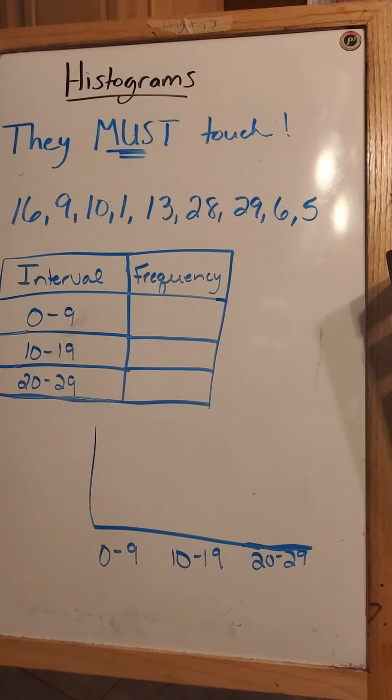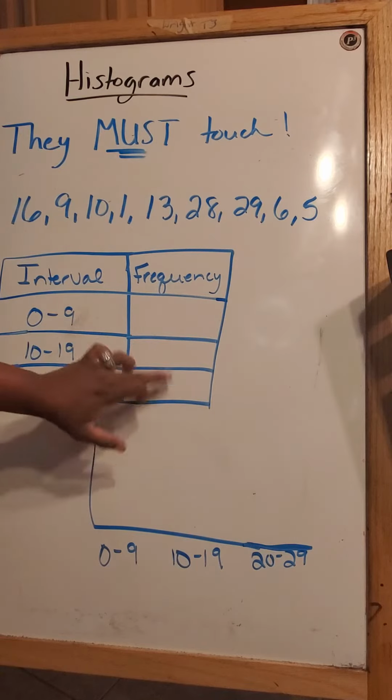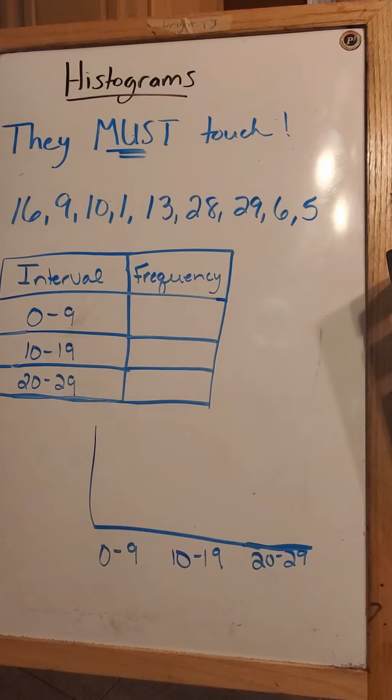When you're doing a histogram, you are simply drawing a bar graph, okay? The only difference is histograms touch and bar graphs do not. So the first thing you're going to do is count how many numbers you have in each interval and fill in your frequency chart or your frequency table.